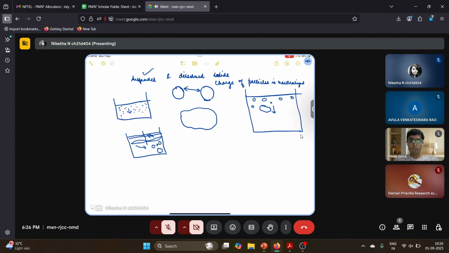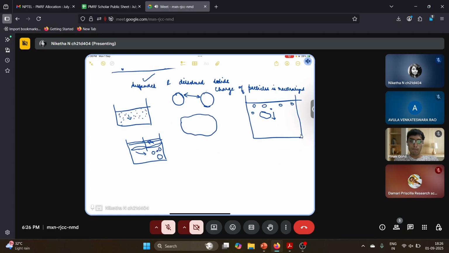So once the flock gets formed, we allow it to settle for some time in a sedimentation tank. That we will see in the next part. So usually the size of these flocks is from 1 to 100 micrometers. So this process removes color and turbidity.